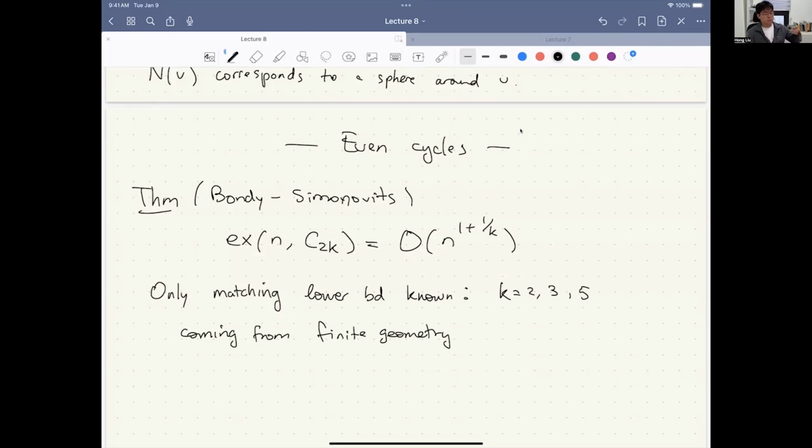I will not talk about these lower bound constructions here. Let's see the upper bound proof. Let's try to prove this n to the 1 plus 1 over k. There are a couple of ways to establish this upper bound. The most classical way is through this BFS search.